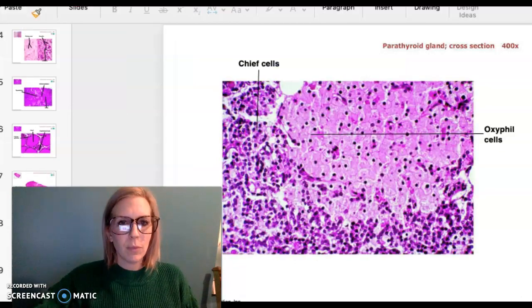Okay. Now, if we look at it just in a little bit of a different way here, we can see these oxyphil cells here, scattered around in our parathyroid gland, and they do seem a bit larger. It's interesting that we don't know what they are. And then these are labeled the chief cells, and the chief cells are your parathyroid cells.